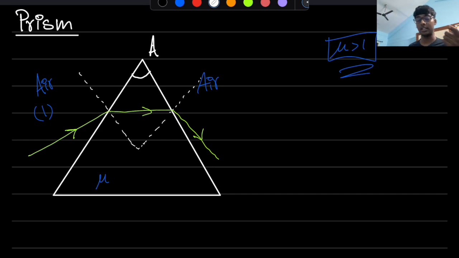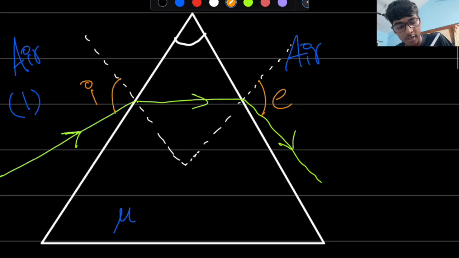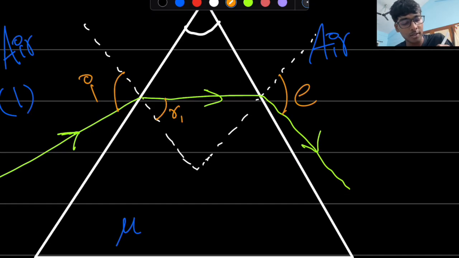So if I mark the angle of incidence as I and the angle of emergence as E, emergence as in, it's just incident on the prism, it undergoes some refraction and then it emerges out, so emergence. English, guys. Alright, so first angle of refraction I'm just going to call R1, the second one I'm going to call R2.